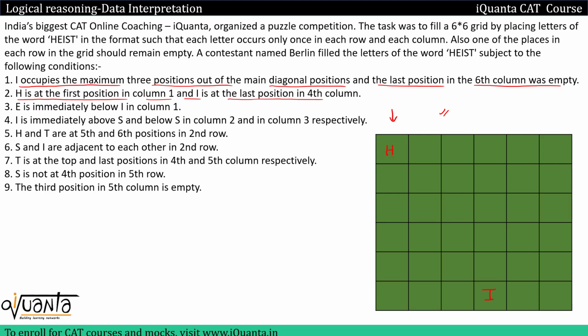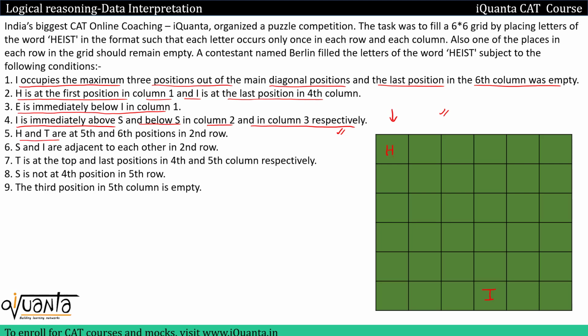Next clue is E is immediately below I in column 1, but we do not know where I is in column 1, so we cannot use this clue for now. Next one is I is immediately above S and below S in column 2 and in column 3 respectively. So by reading this clue, we know that we have to place I and S like this, but we are not sure about the position of S in columns 2 and 3 respectively, so we cannot use this clue. We cannot put it into the grid.